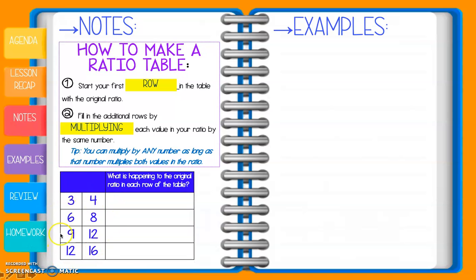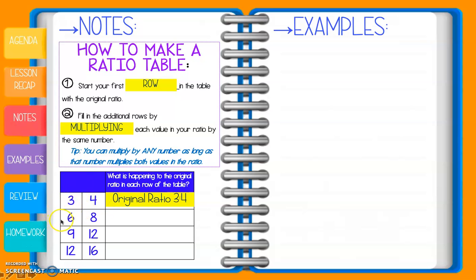This is a ratio table, and all a ratio table is, is a table of equivalent ratios. So we've taken the original ratio and we've multiplied them both by the same number so that the ratio held true just for various different quantities. So 3 to 4 is our original ratio. That's why it's in the first row of our table.